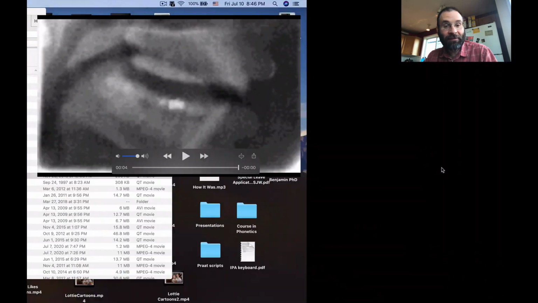Anyways, for the nasalized vowel, you open up your nasal passageway and air can flow out through your nose at the same time as it flows out through your mouth. So that's nifty.